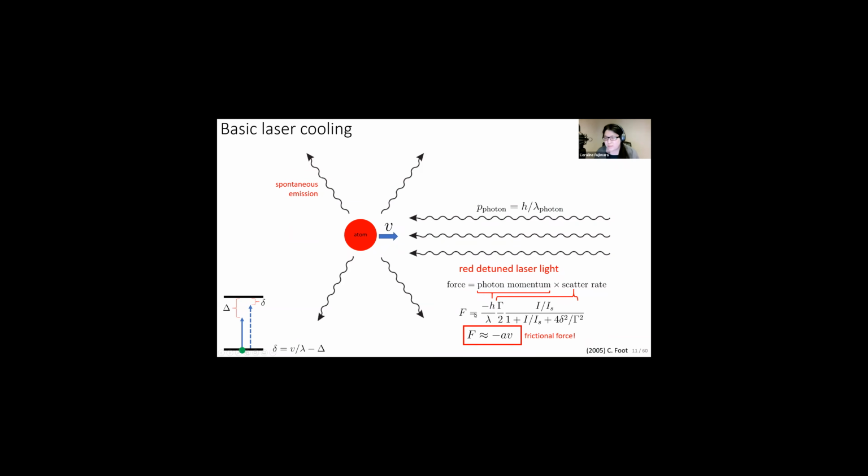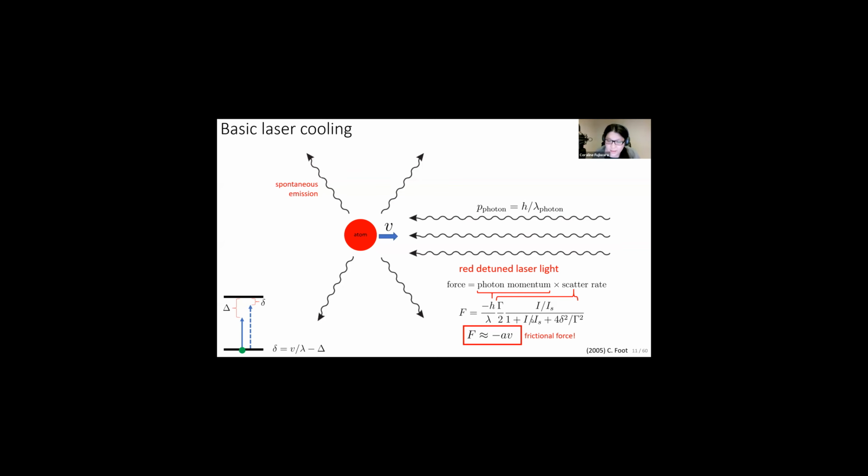It's a complicated expression, but you can understand it relatively straightforwardly by seeing that this first term is just related to the momentum of the photon with a minus sign, right? Because the laser light is counterpropagating with the atomic motion. And it's related to the scattering rate here. And all that's really important here is that it's related to this factor I, which is the laser light intensity. So the bigger the intensity, the more force it will feel.